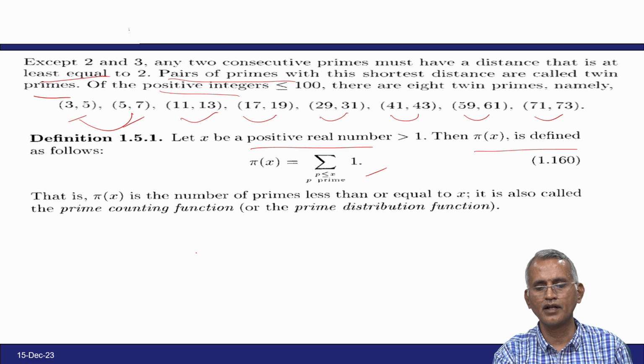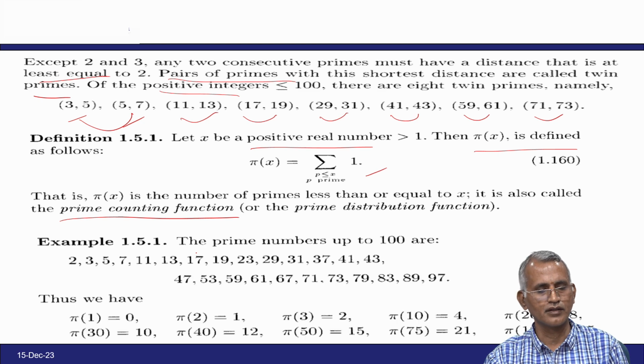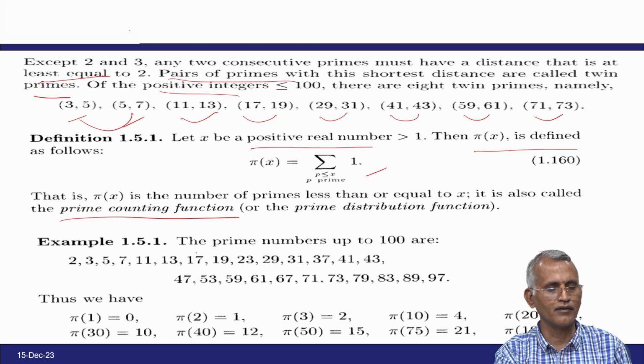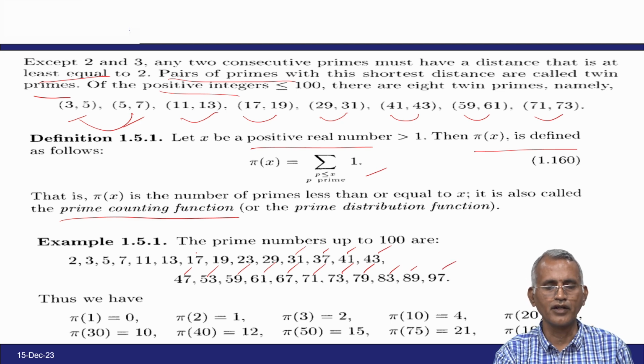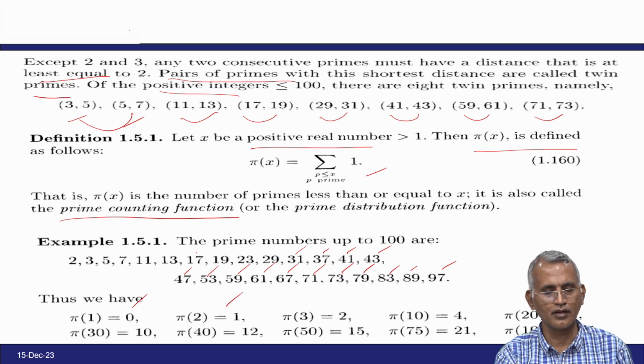So, the number of primes less than or equal to x is also called the prime counting function or prime distribution function. For example, the prime numbers up to 100 are 2, 3, 5, 7, 11, 13, 17, 19, 23, 29, 31, 37, 41, 43, 47, 53, 59, 61, 67, 71, 73, 79, 83, 89, 97, all are primes. Now, you calculate pi of 1. How many? Nothing is there, therefore 0. You take pi of 2. How many primes? Only one number, 2, so 1. And pi of 3: 2 and 3, therefore pi of 3 equals 2.